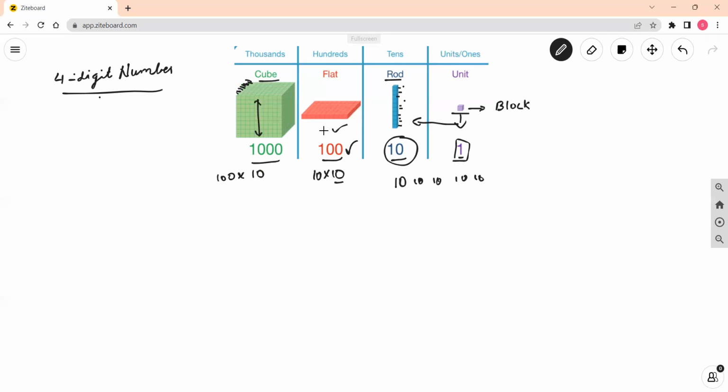Here, this is a 100. We call it a flat. Here, this is called a rod, which has 10 units. This is just 1 unit.